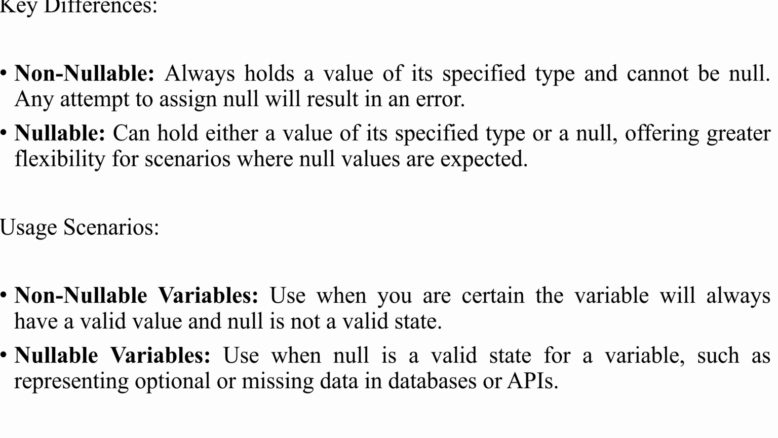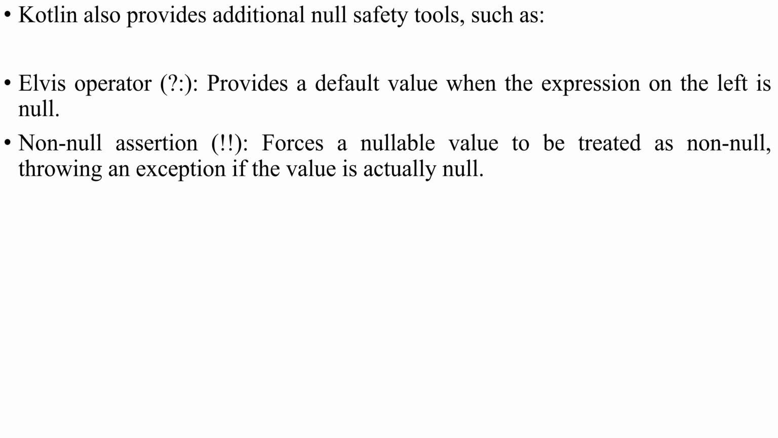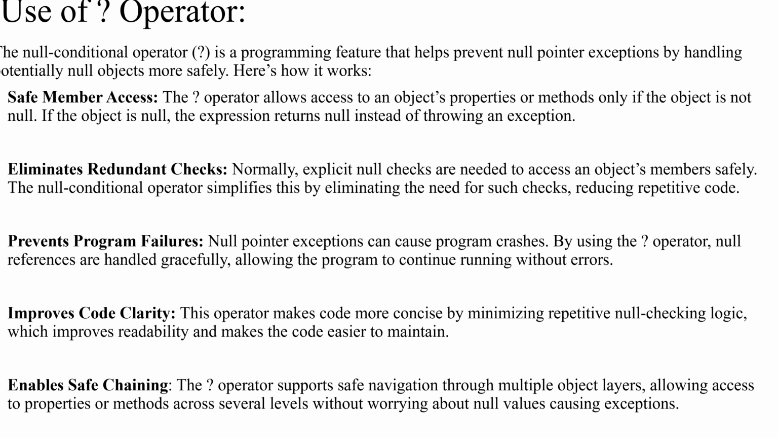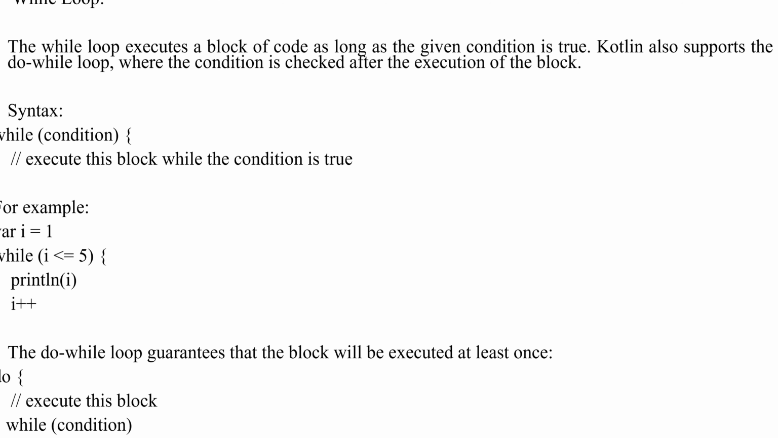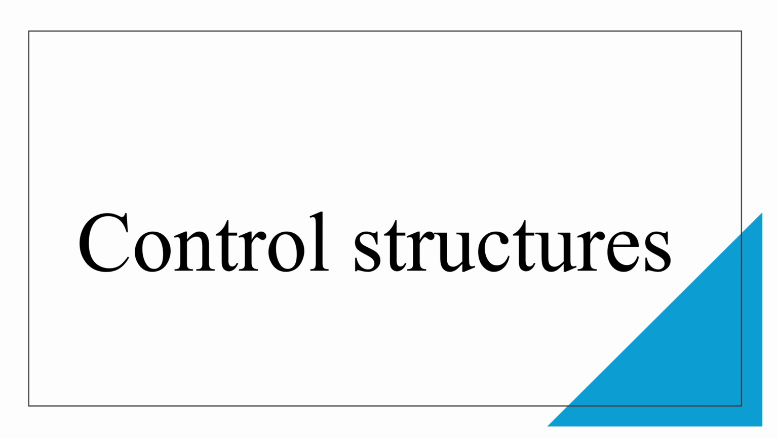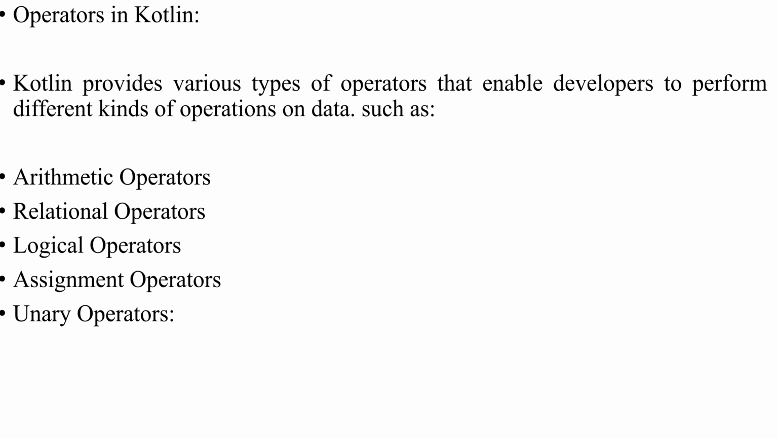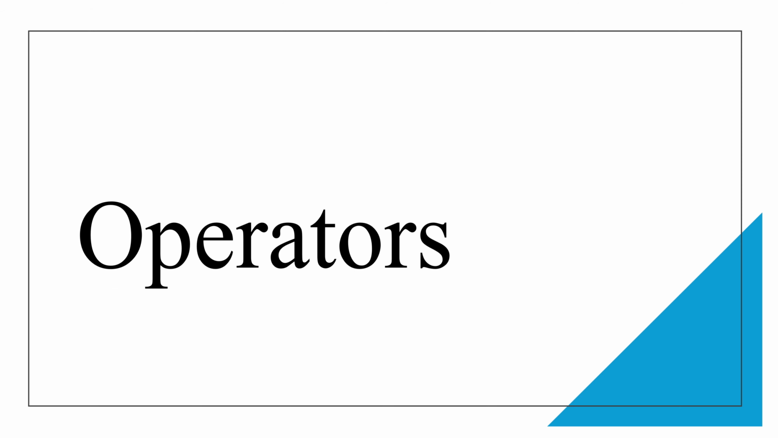So in this video we discussed the key differences between nullable and non-nullable variables, and the usage scenarios of these variables. We have also discussed the use of the null operators, and the different loops like while loop, do while loop, for loop, when, as well as if else statements and the control structures in Kotlin. And we have also discussed the operators in Kotlin, like arithmetic operators, relational operators, logical operators, assignment operators, as well as unary operators.